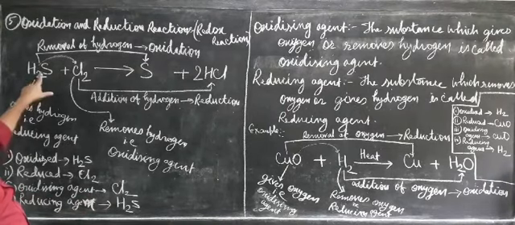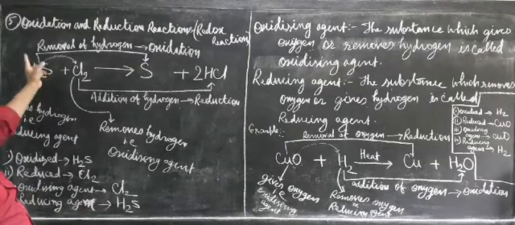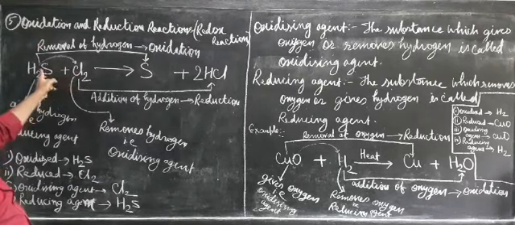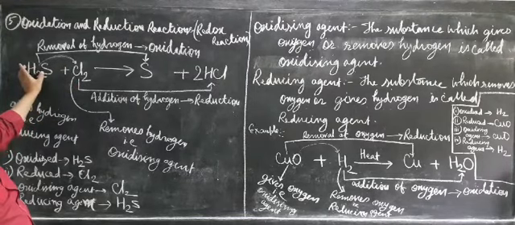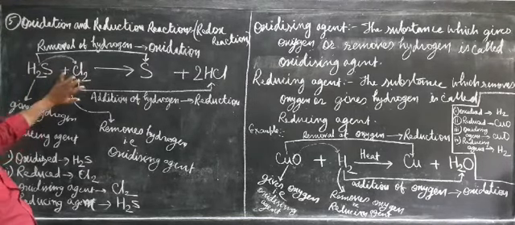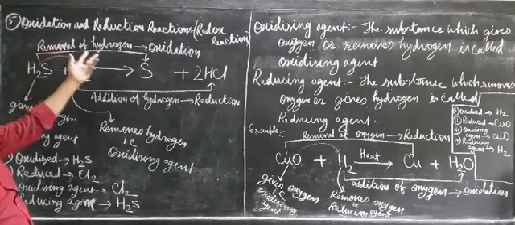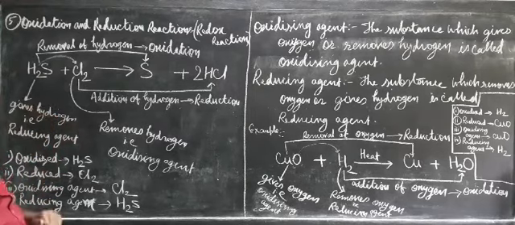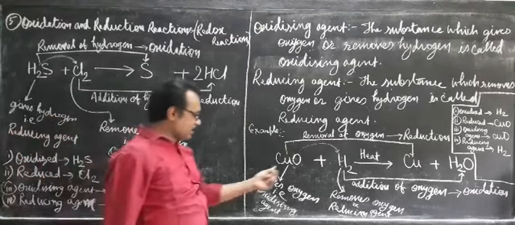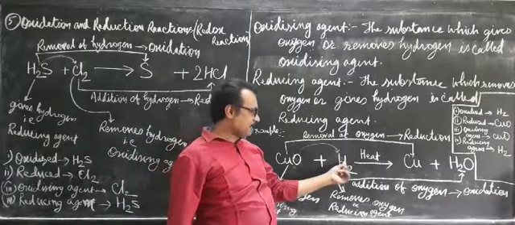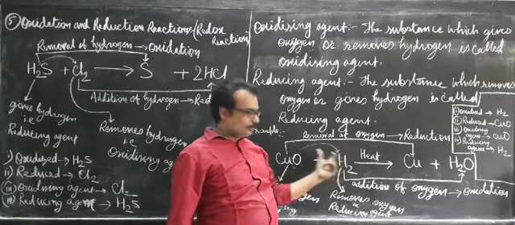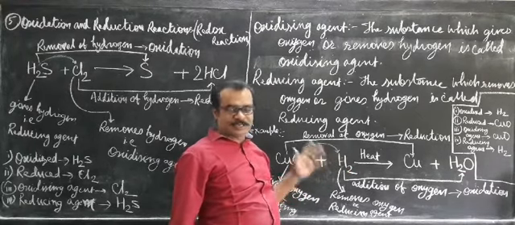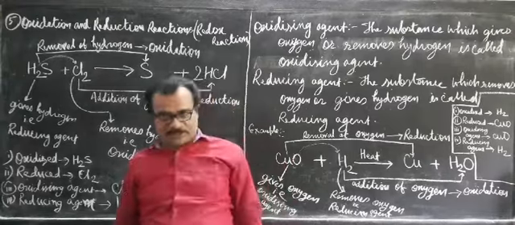Now you see here, hydrogen got removed and taken up by the chlorine. So removal and addition are both taking place. That's why addition and removal of the hydrogen take place simultaneously, and that's why oxidation and reduction take place simultaneously. In the earlier case, there was a removal of oxygen and an addition of oxygen, so removal as well as addition took place simultaneously.